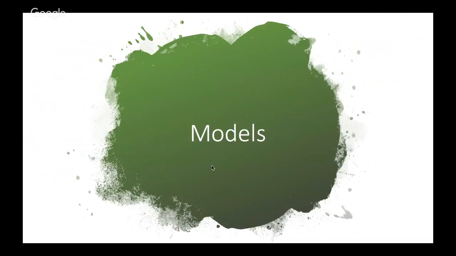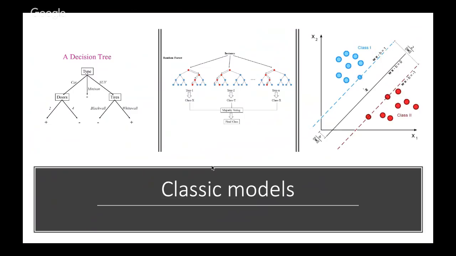Okay. And go to the models. For the models, I want to introduce some of the classic models first. So there are some classic models: the decision tree, the middle one is the random forest, and that one is the SVM model. These models just set rules for the data. So I use this one for explanation.